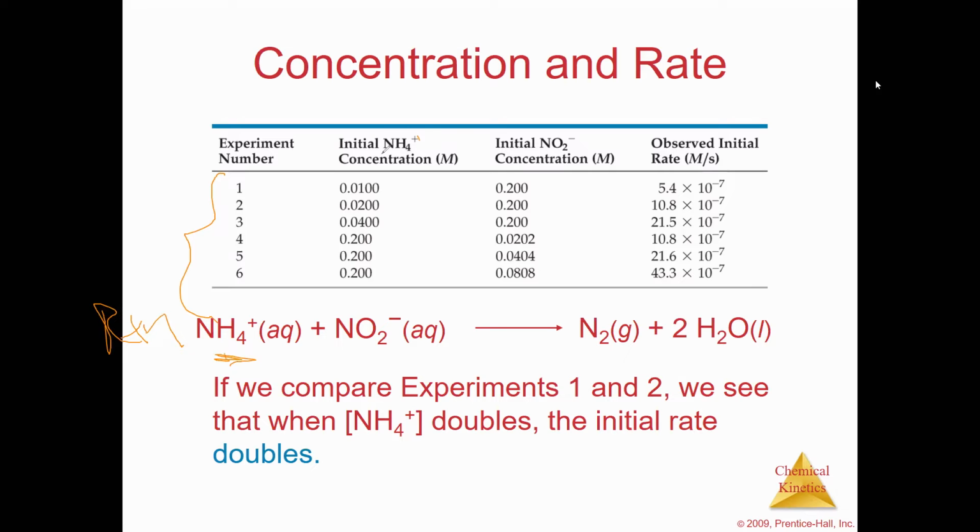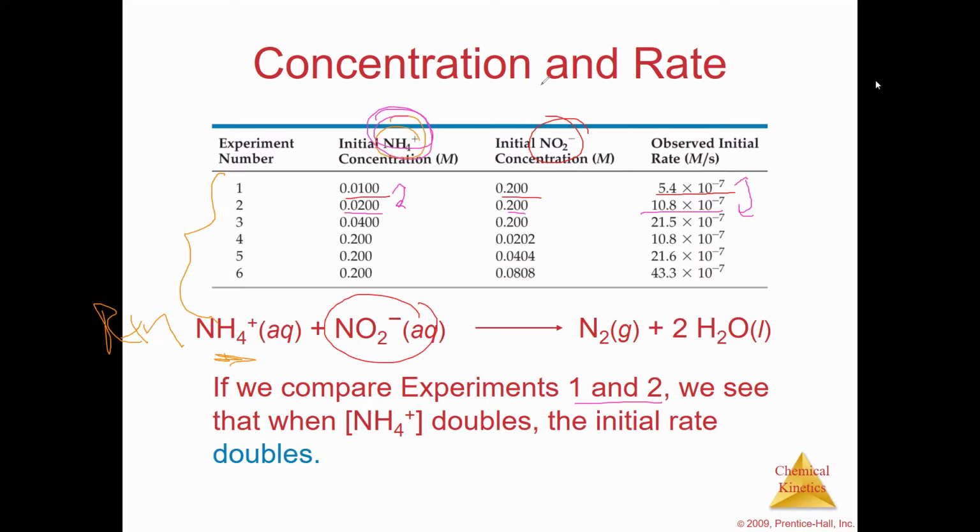Here's our one reactant. Here's our other reactant. And for the first experiment, they did 0.01 molar of NH4 and 0.2 molar of NO2, and they found the rate of the reaction to be 5.4 times 10 to the negative 7. Then in the next one, they doubled the NH4, and they kept the NO2 the same. So really looked at, okay, does NH4 mess with the rate? Yeah, it does. If we look at experiment 1 and 2, we can see when we double NH4, it doubles the rate.